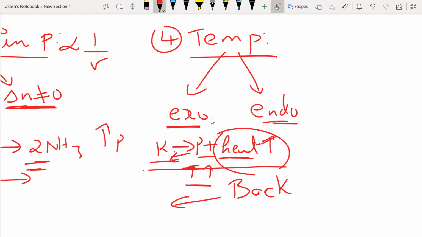So the same analogy will work for endothermic, isn't it? How will they represent it here? R plus heat.